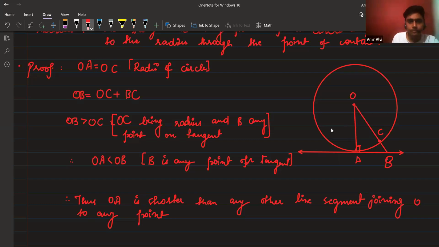Clear? So what about OC? Is it the same length? OC is not on the tangent. Point B is on the tangent. If I take point D here, then D will be on the tangent. We are talking about the tangent. Point A is on the tangent.